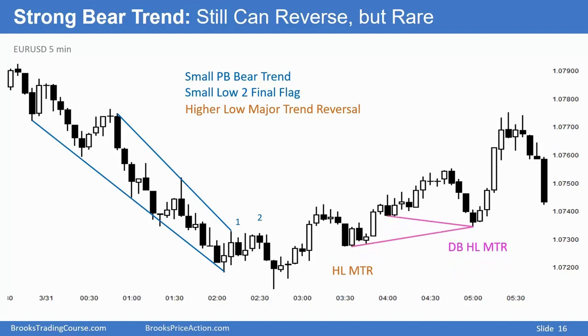Higher low major trend reversal. Some will say this is the higher low major trend reversal. This is a double bottom with this bear bar. Other computers will say the double bottom is here. So it's a double bottom, higher low major trend reversal.